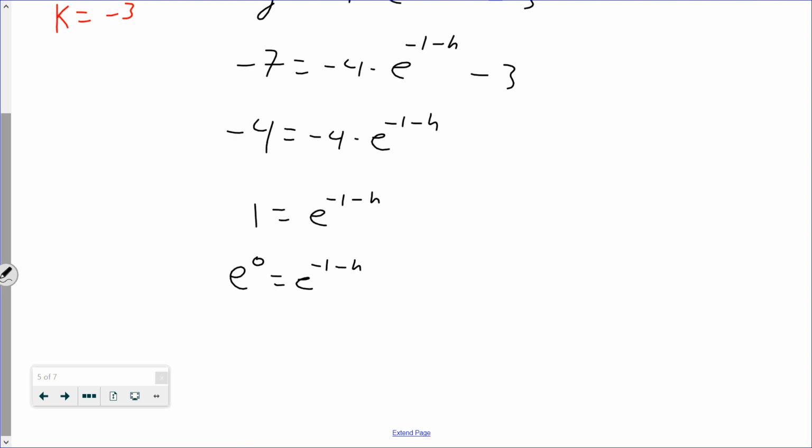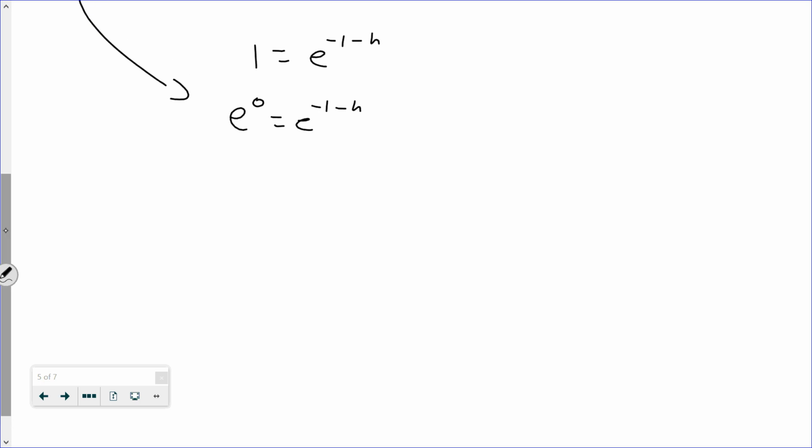How do you know e to the power of negative 1 is negative 1? Well, when I solve this out right here, I got 1 equals e to the negative 1 minus h, right? Does that make sense? And 1 is the same thing as e to 0. So if you just plug that in, it's equivalent to the same thing. And then from here, because they have the same base of e, I can just say, well, 0 equals negative 1 minus h, or h equals negative 1.